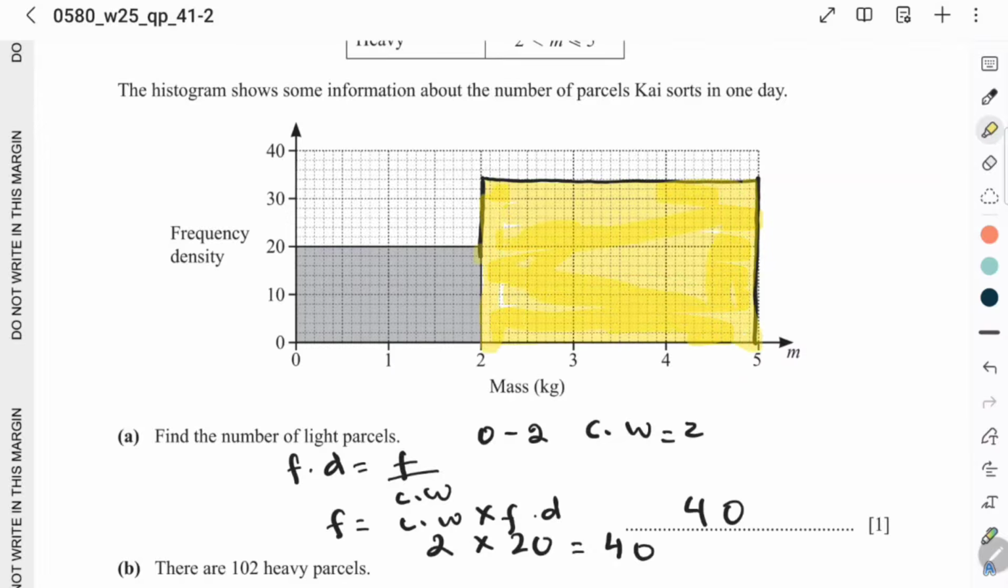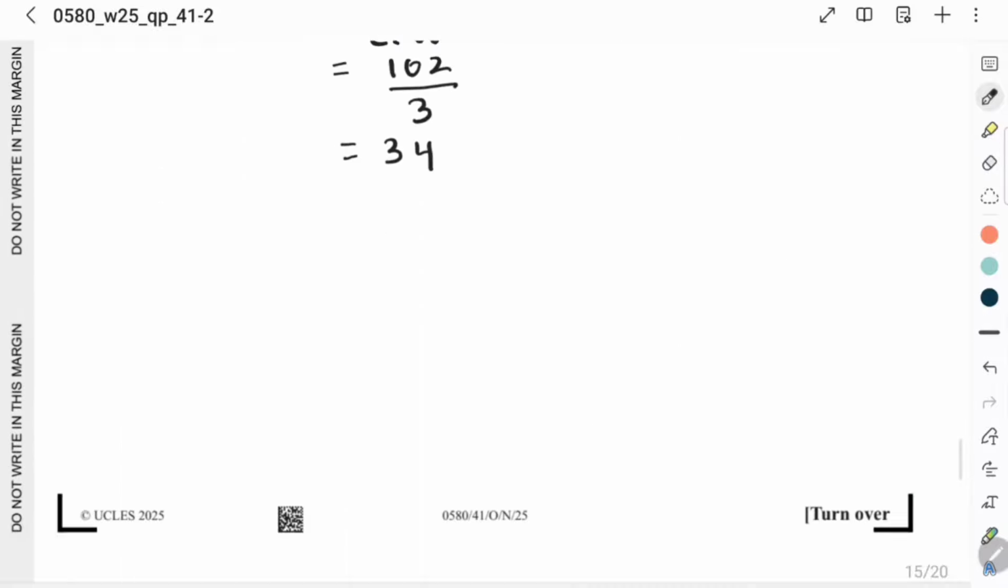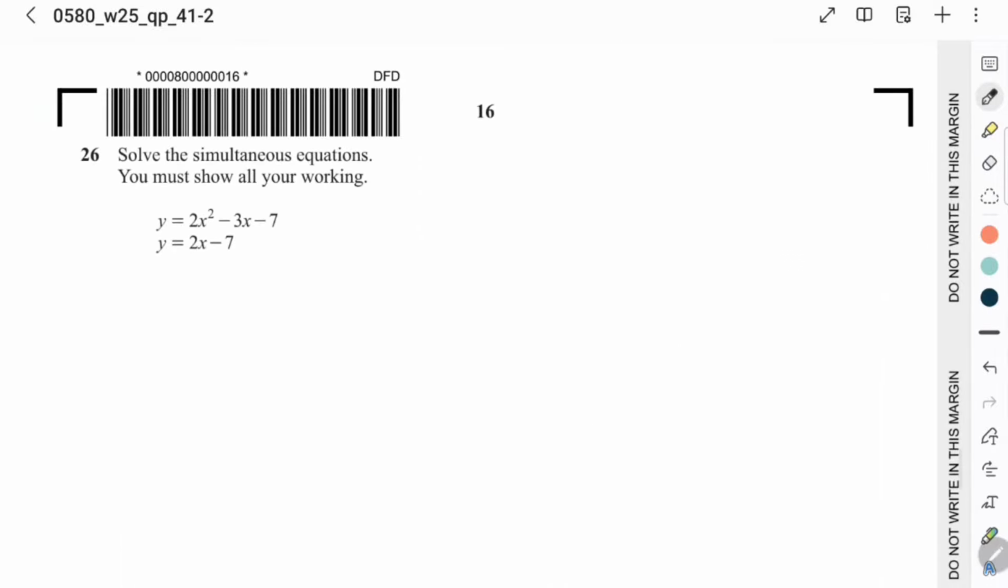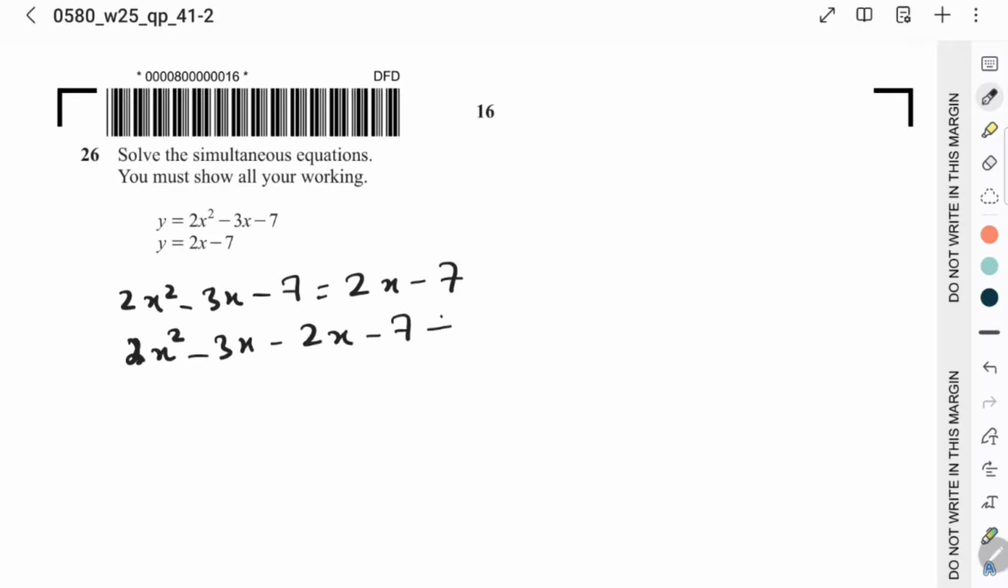Alright, go to the next question. Question 36: solve the simultaneous equations, non-linear. So they are equal. 2x square minus 3x minus 7 is equal to 2x minus 7. 2x square minus 3x minus 2x minus 7 plus 7 equals 0. So we have 2x square, minus 3x minus 2x, we'll have to simplify this, minus 5x equals 0.